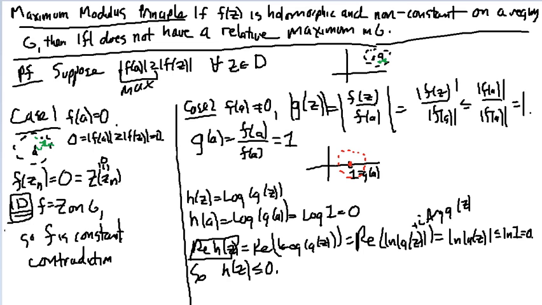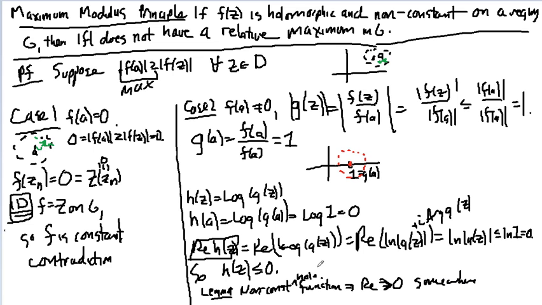But a lemma from the notes, which I'm not going to prove, says that a non-constant holomorphic function has real part bigger than 0 somewhere. Well, we proved that the real part of h of z is always less than or equal to 0, so the real part has to be bigger than 0 somewhere, but we proved that can't happen. This is a contradiction, so therefore f of a cannot be 0, so you can't have a maximum.